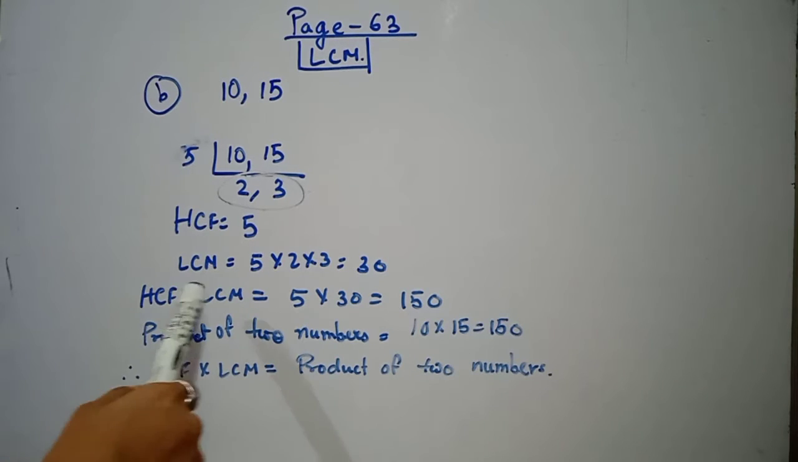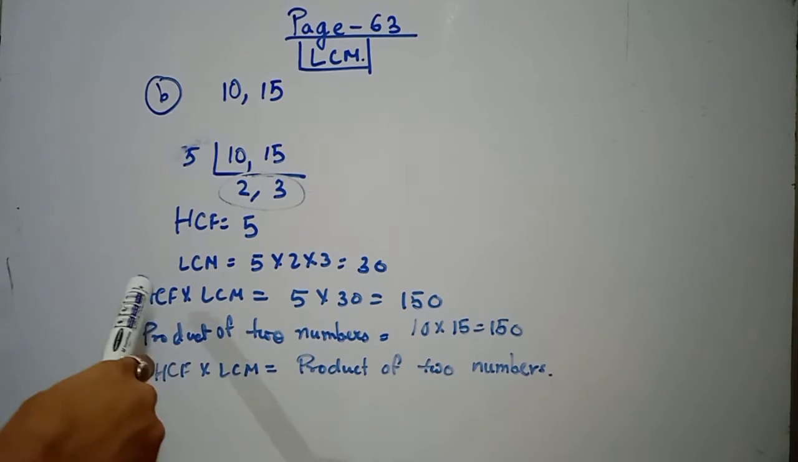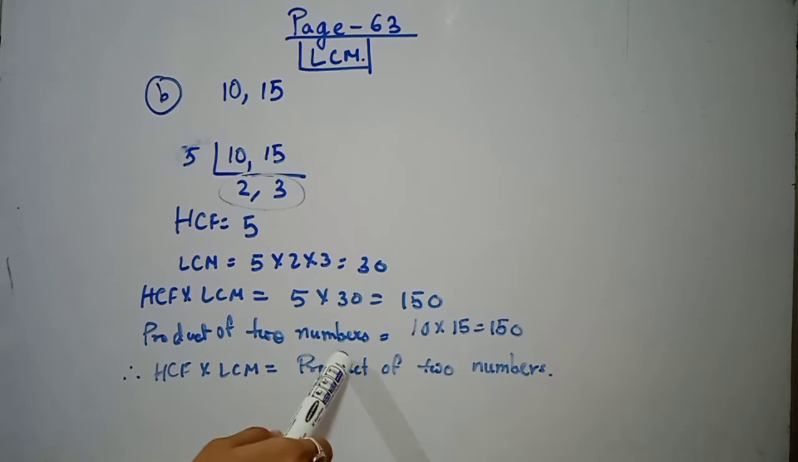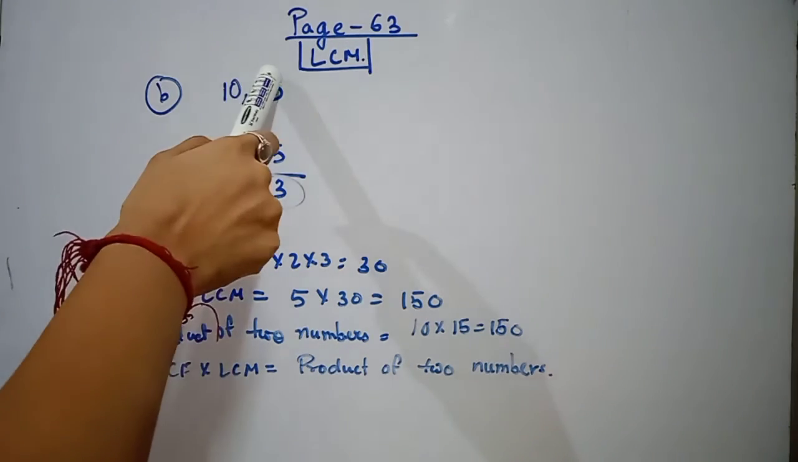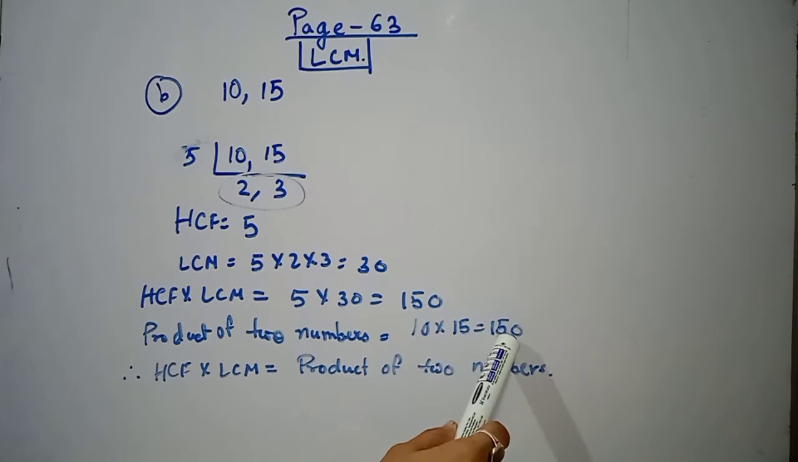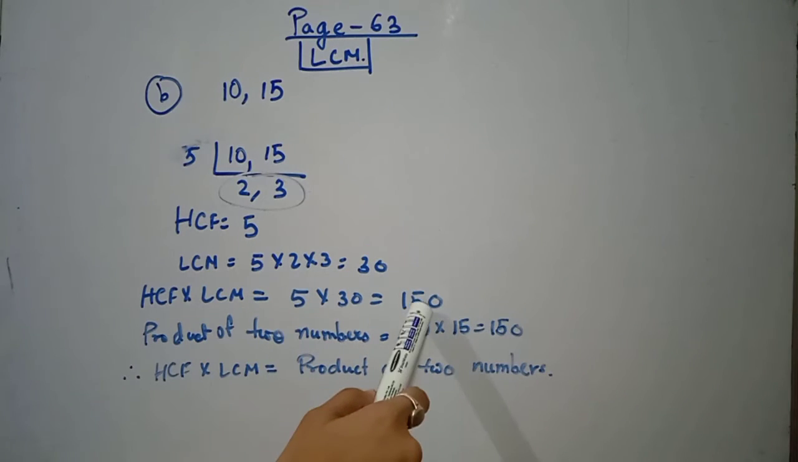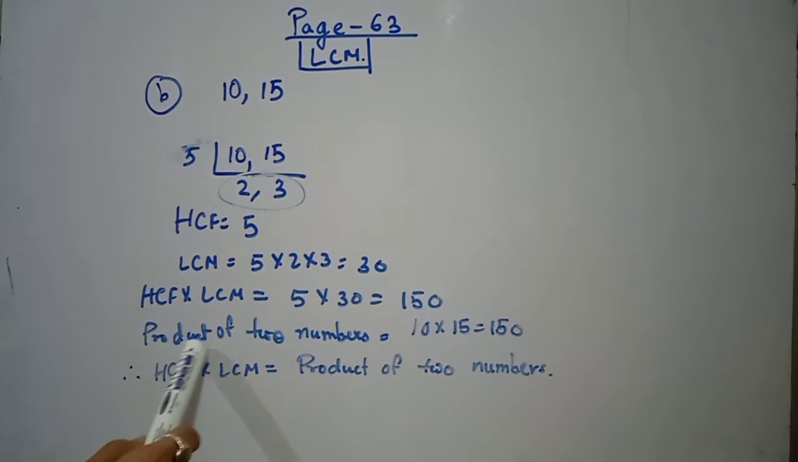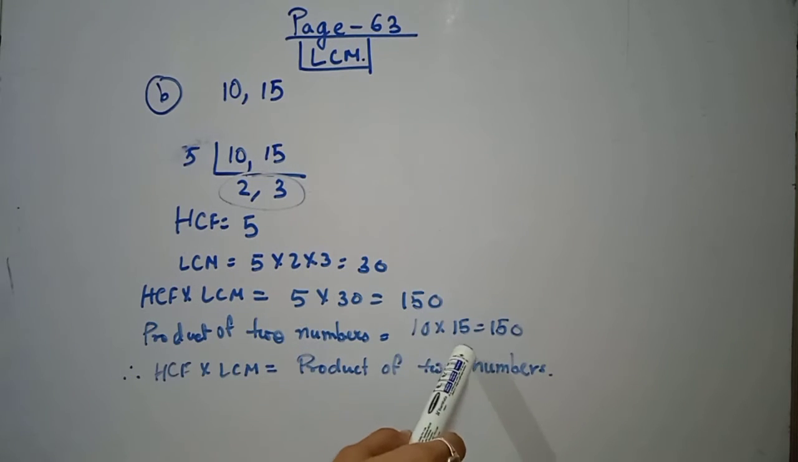By multiplying HCF and LCM, 5 into 30, I get 150, and the product of the two numbers, multiplying 10 and 15, I also get 150, right? So HCF into LCM is the product of the two numbers. This is true for this case also.